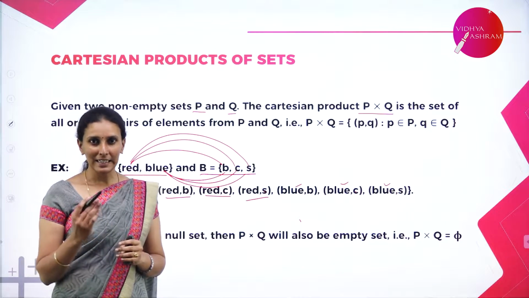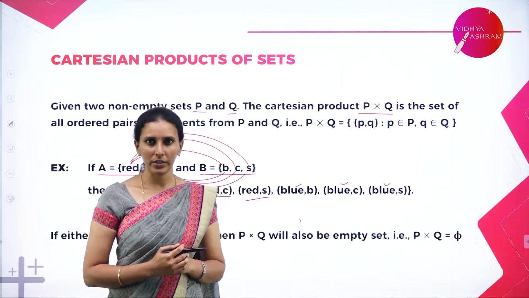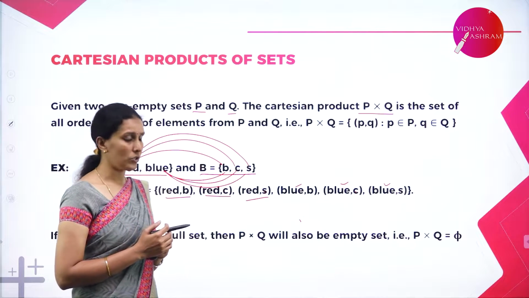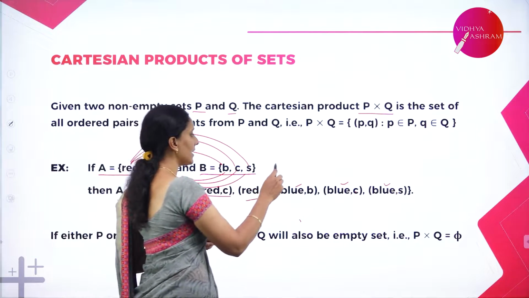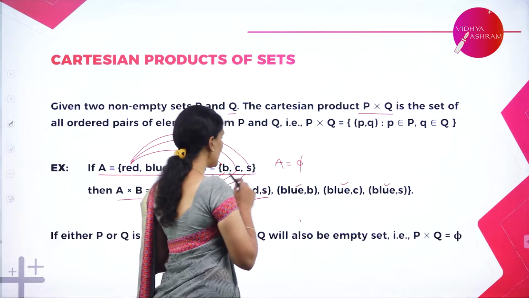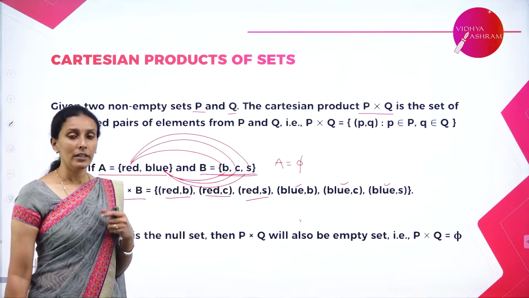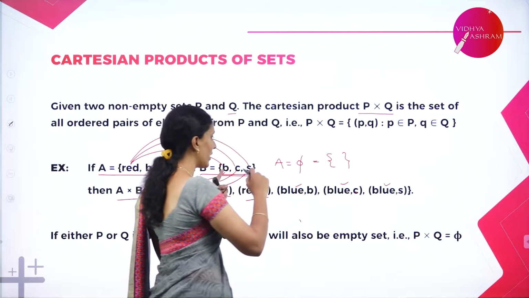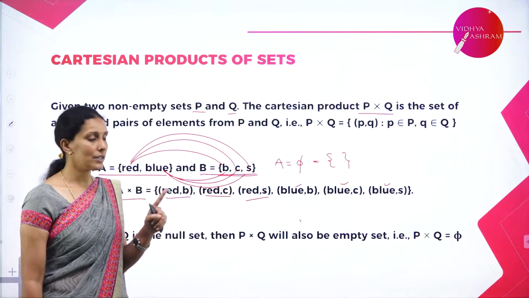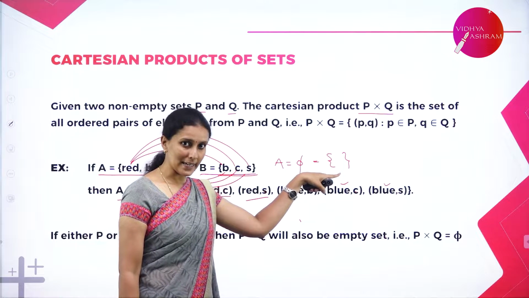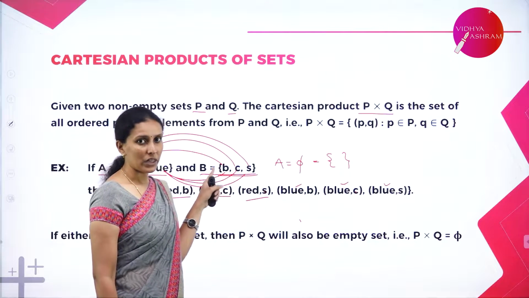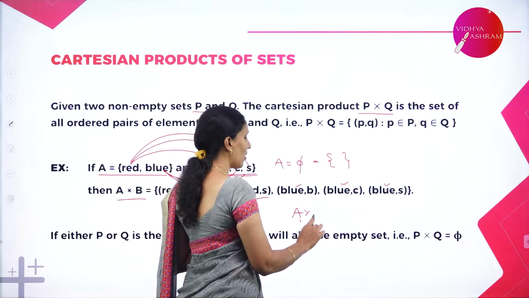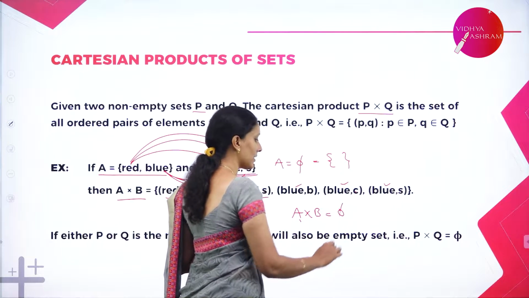Now I said let us take P and Q as non-empty sets. What happens if any one of the two sets is empty? Let me take set A as empty and set B as B, C, S. Then A does not contain any element to pair with the elements of set B. That is, there is no element inside set A that we can pair with the second set B. Thus, we call A cross B an empty set.